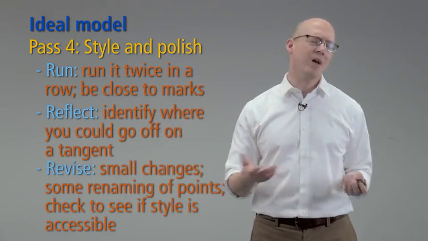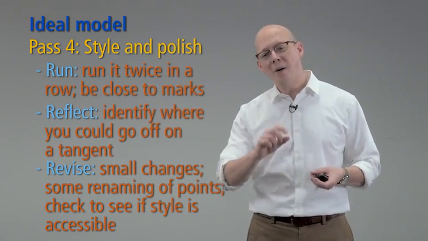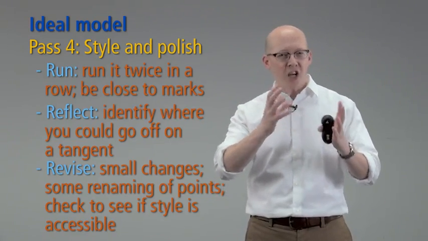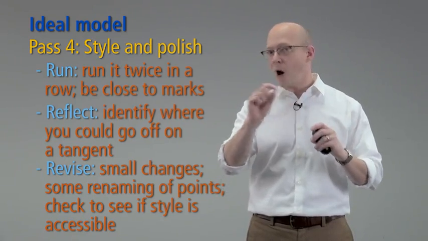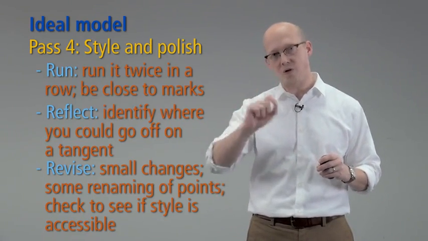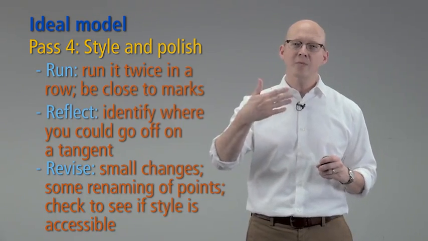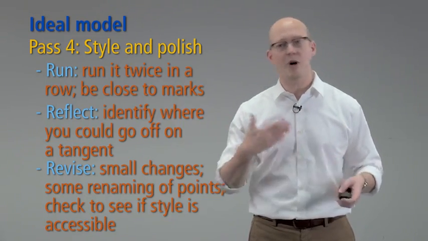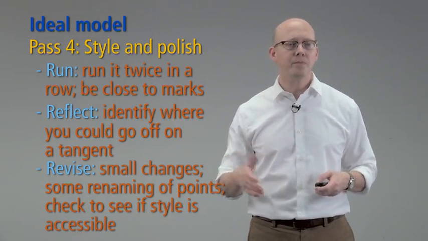In terms of revisions, I'm probably making small revisions. I'm tweaking some of the points. Maybe I'm changing up some of the phrasing, probably in those main point labels or those sub-claim labels. And I'm checking to make sure that that style is accessible. I'm not relying too heavily on jargon. So that's the ideal model.